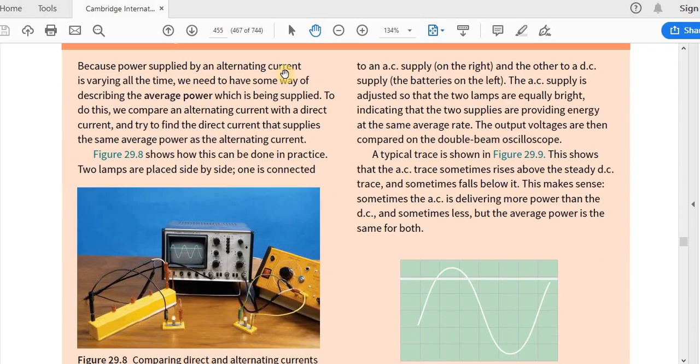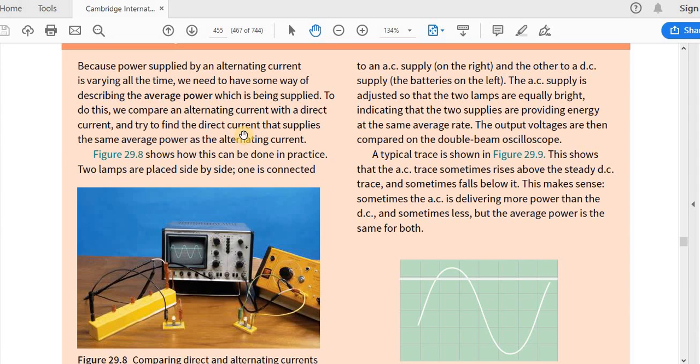Because power supplied by an alternating current is varying all the time, we need to have some way of describing the average power which is being supplied. To do this, we compare an alternating current with a direct current and try to find the direct current that supplies the same average power as the alternating current. So here is the important point.